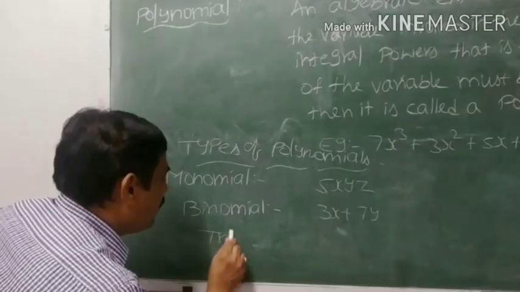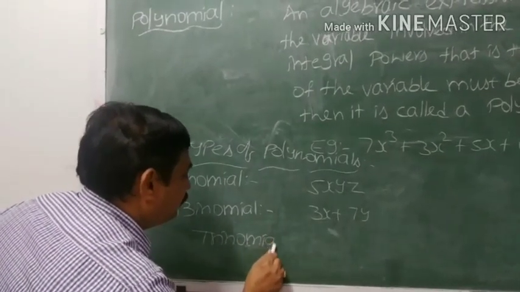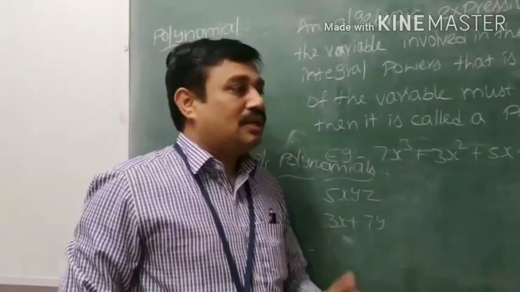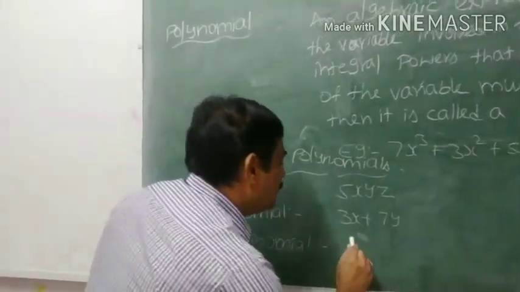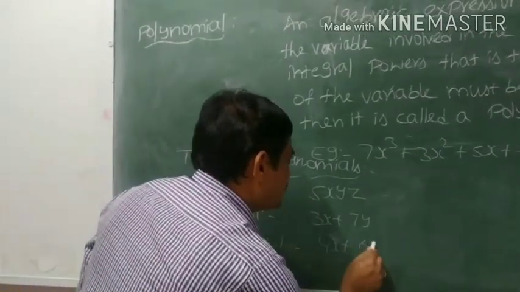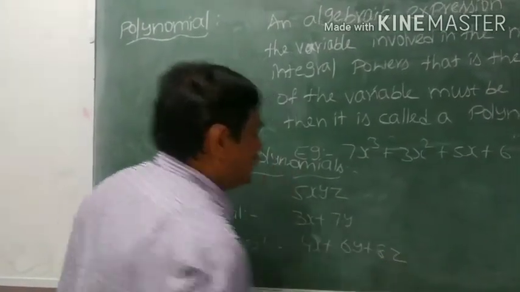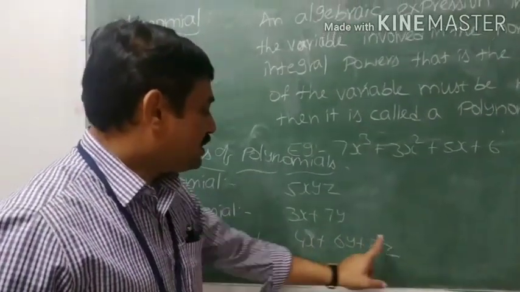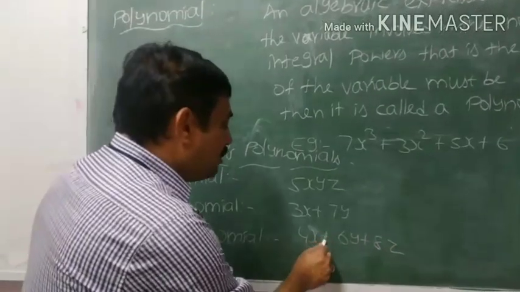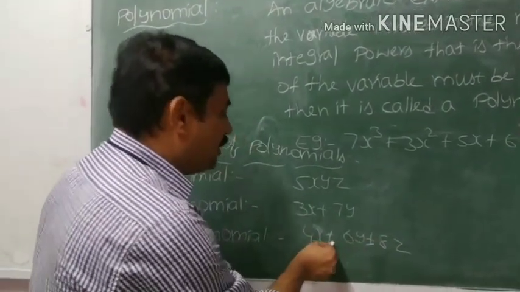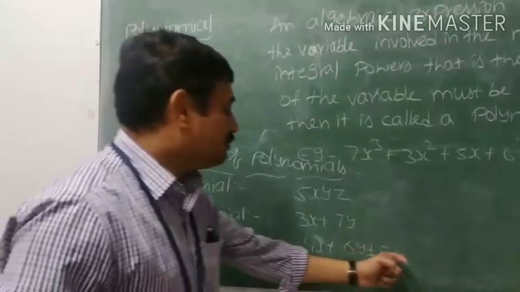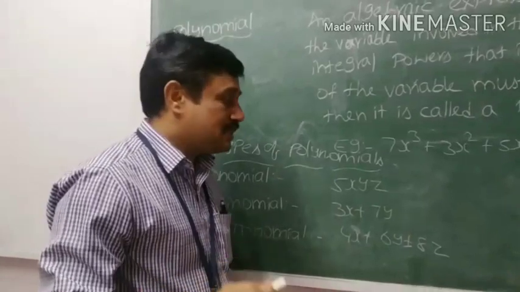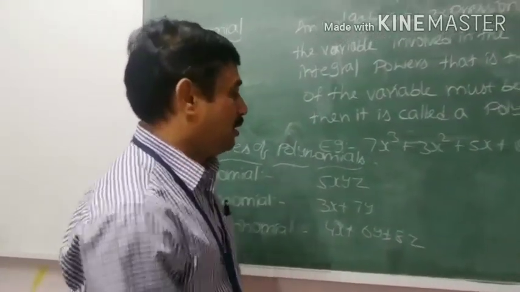Next, trinomial. A polynomial containing three terms is called a trinomial. For example, 4x plus 6y plus 8z. Here we have 4x, 6y and 8z. Between these terms, the symbol is plus. So that's why we consider it as three terms. That means a trinomial is a polynomial containing three terms.